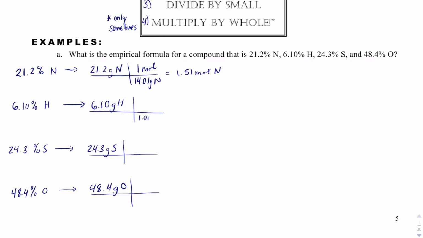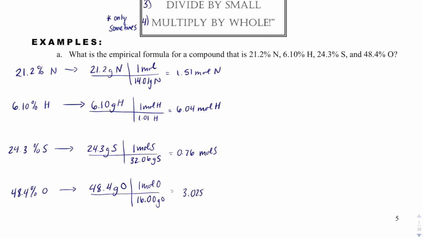Molar mass of hydrogen is 1.01. Molar mass of sulfur is 32.06. Molar mass of oxygen is 16.00. And I get 3.025 moles of oxygen.